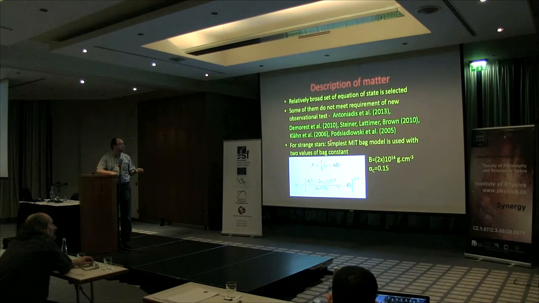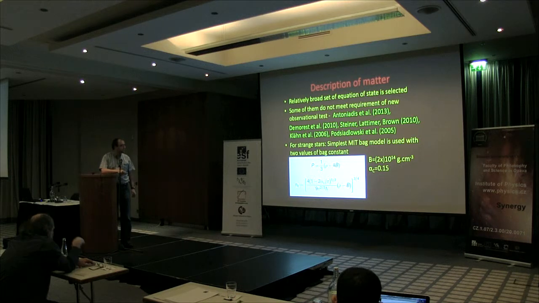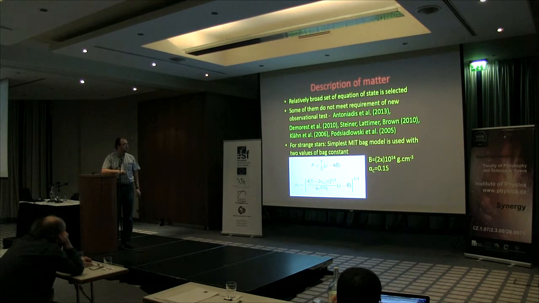For strange stars, we use the simplest MIT bag model with two values of bag constant. One is the standard one, 10 to the 14 grams per centimeter cubed, and the second one is twice higher. If we look at the equation of state for the strange star matter, we can see that it's a very simple linear formula relating pressure and energy density, and we can see that the bag constant gives the surface energy density. So surface energy density is 4 times the bag constant, because at the surface of the star, the pressure goes to zero.